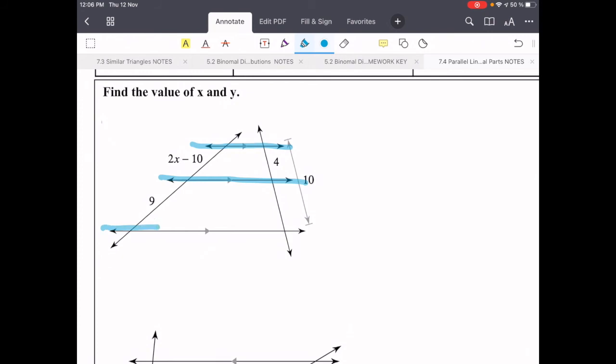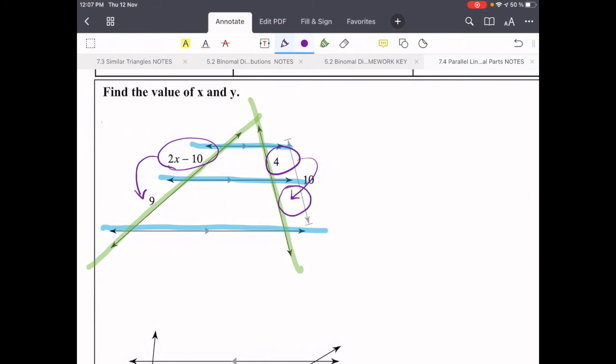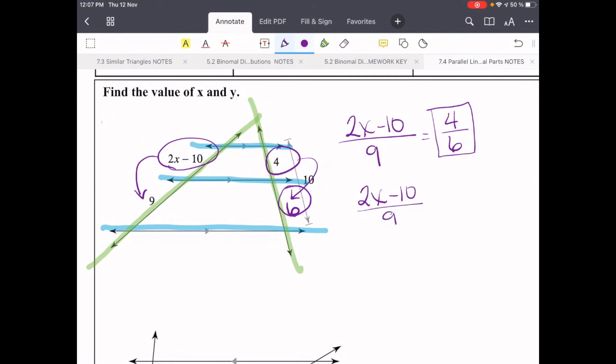Here we have 3 parallel lines, and we have 2 transversals. So then we know that this segment is proportional to this segment, the same way that this one is to this one. Again, they don't give us this right here, but we can figure it out by just taking 10 minus 4. So that's 6. And now we can set up our proportion. 2x minus 10 over 9 equals 4 over 6. Let's reduce this to make our numbers a little bit lower. 2x minus 10 over 9 equals 2 over 3.